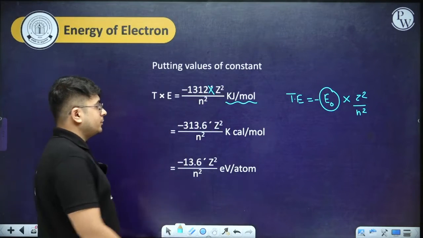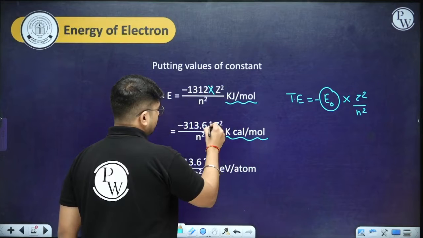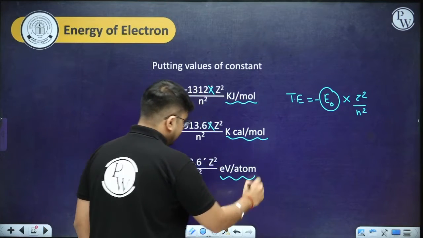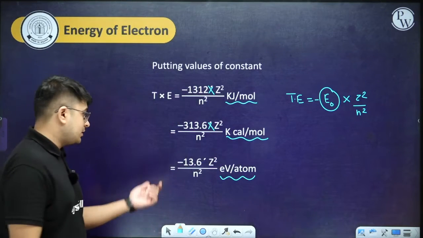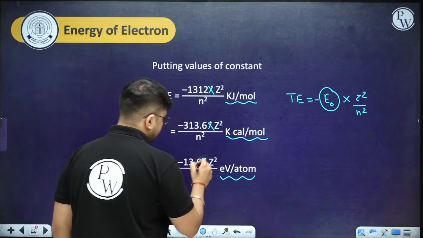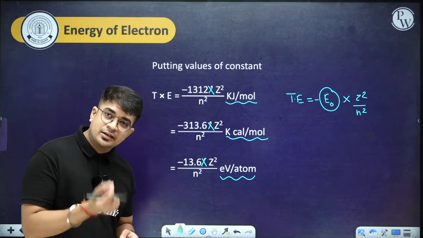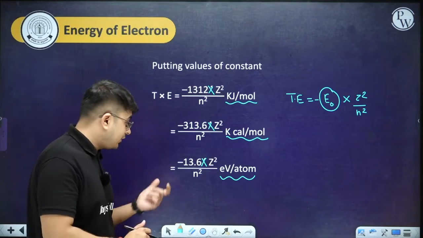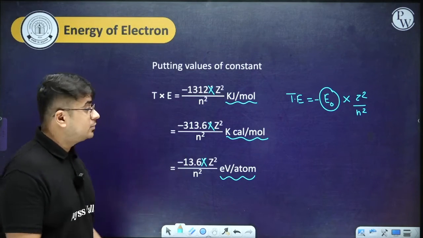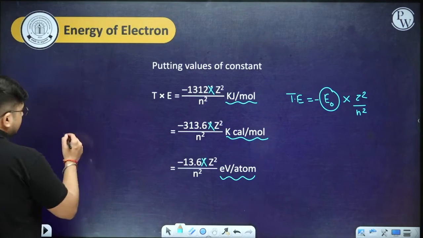If you convert that into kilocalorie per mole, you get another value. In case of electron volt per atom, that will be minus 13.6 multiplied by Z square upon n square. So for a hydrogen atom present in the first orbit, E1 is equal to minus 13.6, and that's how you can calculate each and every value.